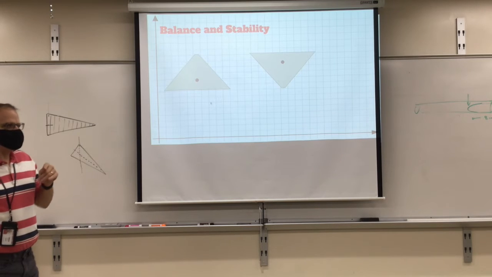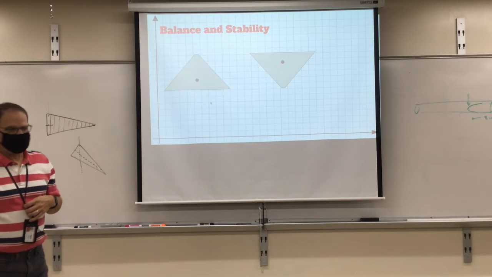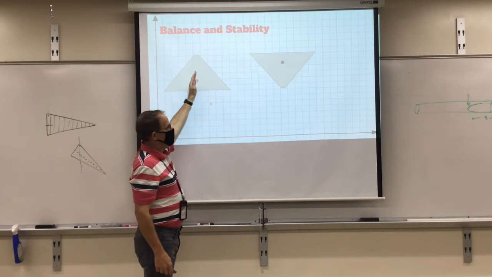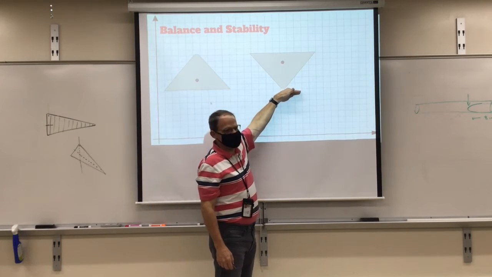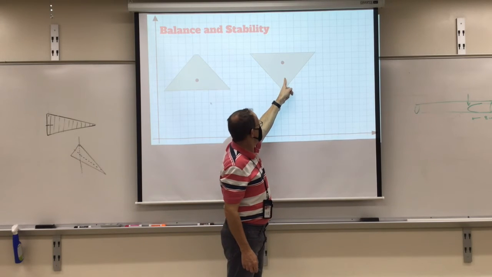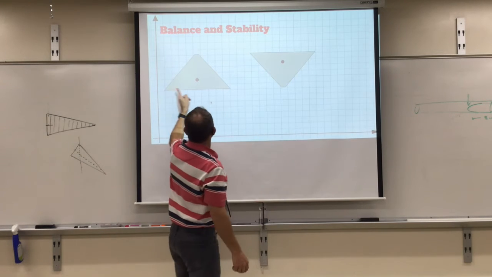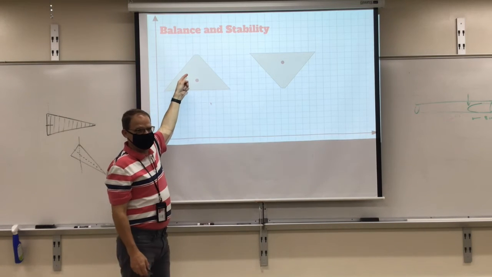So we actually use two different words. Both of these objects would balance. Okay? This would balance, and that would balance. It would balance because the center of mass, where gravity is pulling, is over the base, right? But what would happen if you tip this a little bit?